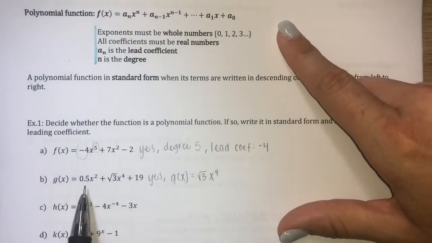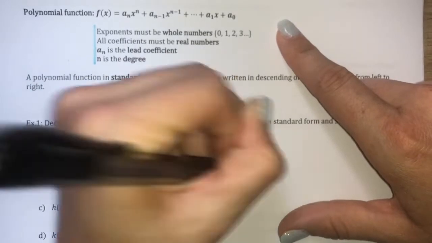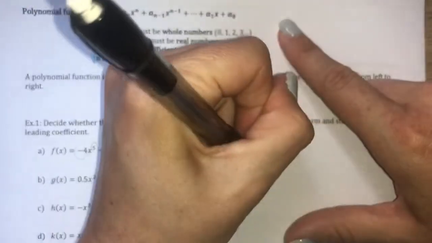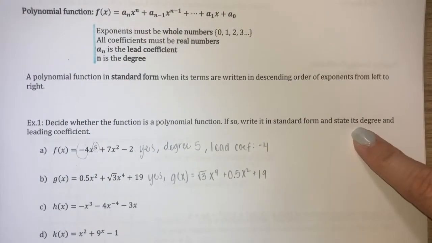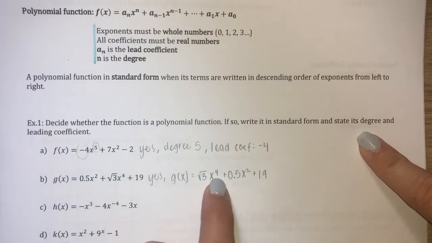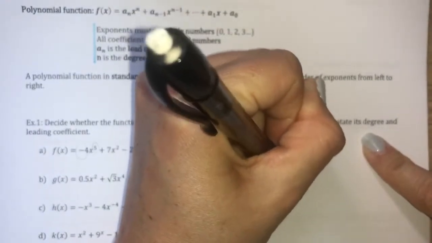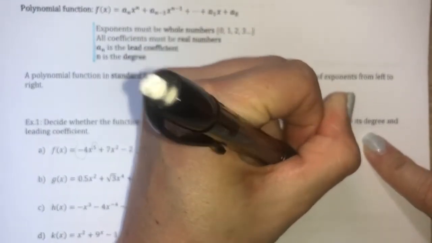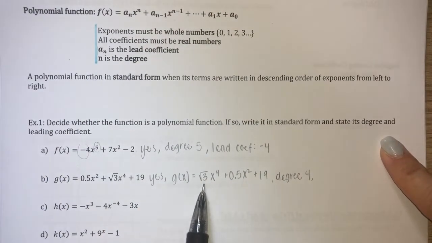And then plus 0.5x squared, and then plus 19. And then for the degree, it's our highest power on x, so this is going to be a degree 4. And then for our lead coefficient, when it's in standard form, our lead coefficient is root 3.